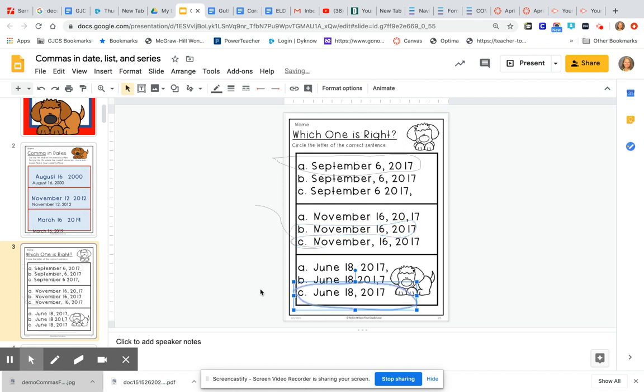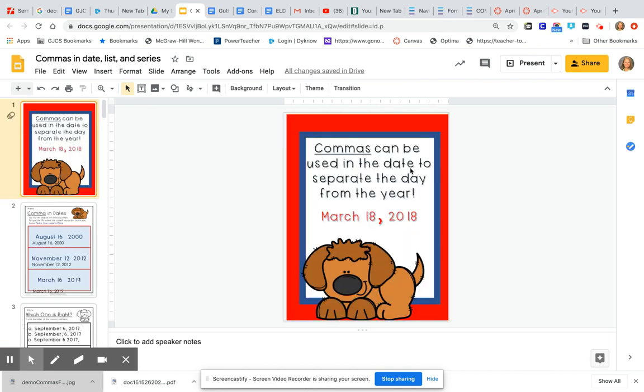Okay, so remember that when I am writing the date, I use a comma to separate the day of the month from the year. Okay, today you are going to do a quiz, and so you're going to look to see which ones have the commas in the right place.